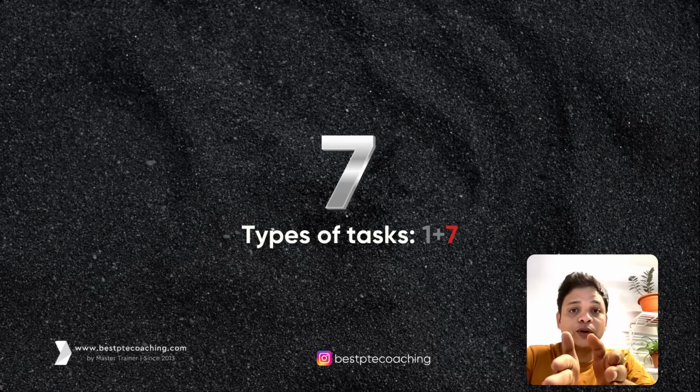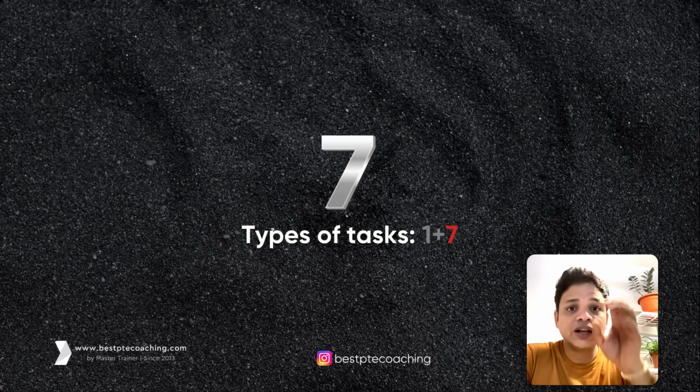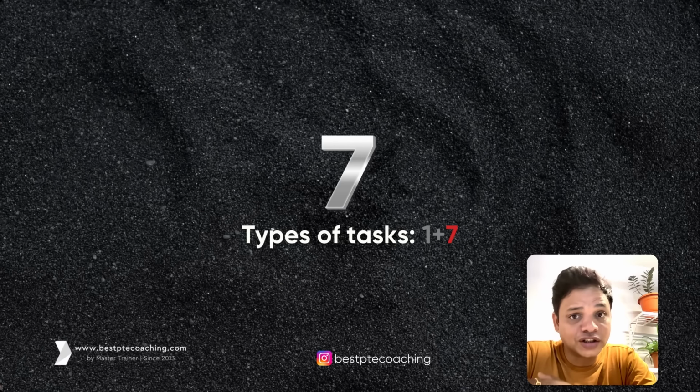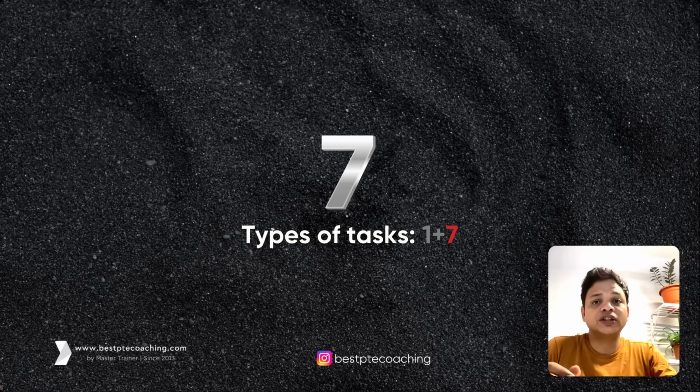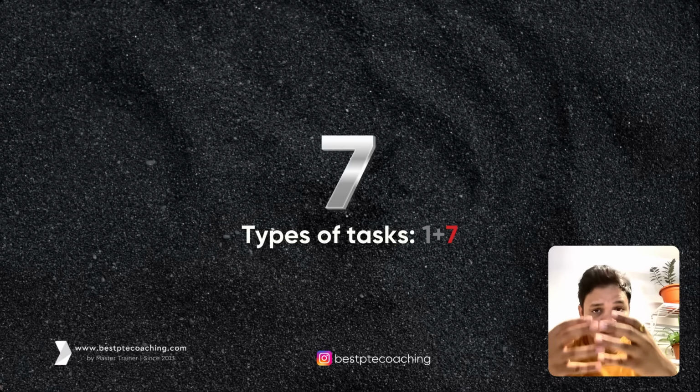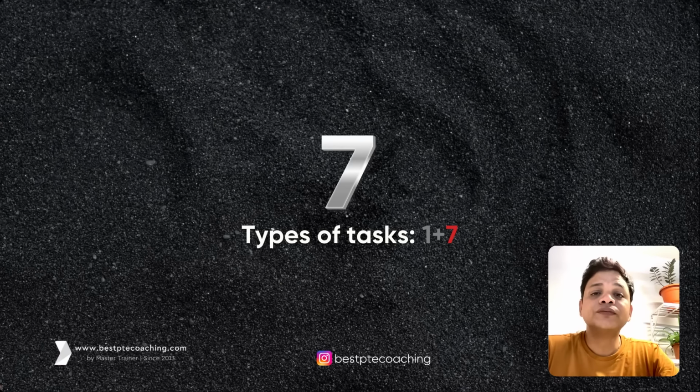But if you talk about only the tasks that give you a score, 7 tasks are there. The 8th task is the personal introduction, which starts your speaking test. It does not have any score. So you can be yourself, whatever you do doesn't really affect the score. The introduction is a 1 minute task.